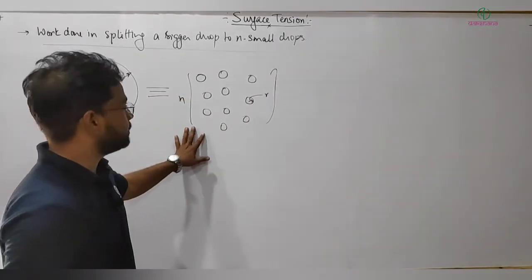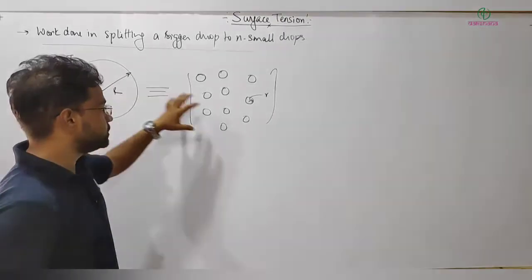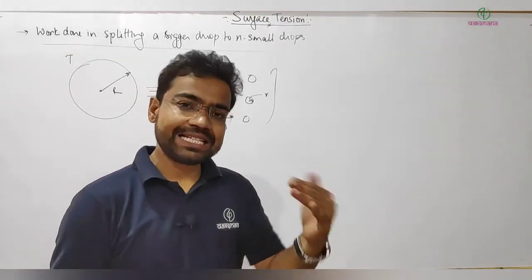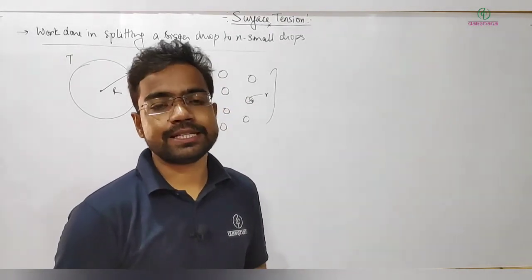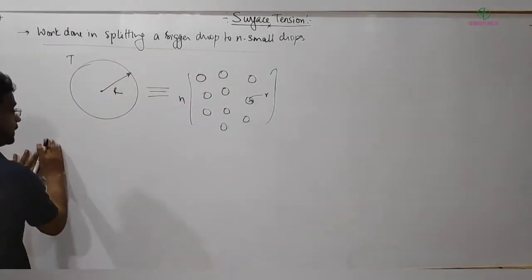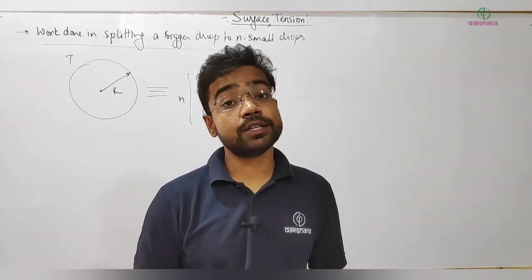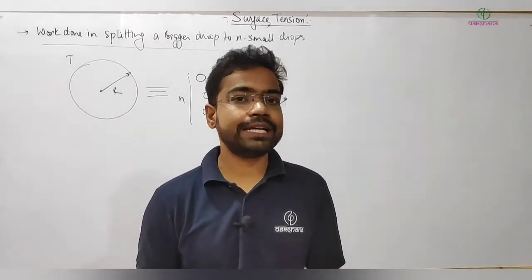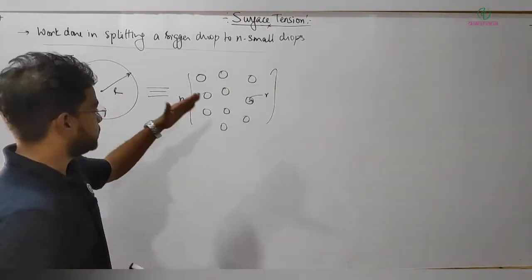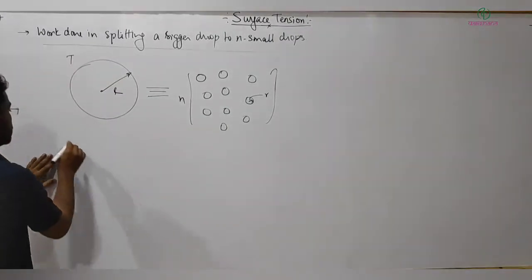So in this situation you can easily imagine what exactly is happening. This bigger drop is splitting, and we are increasing the free surface area. Simply that change in surface area multiplied by the tension will be the work done that we need to do additionally. So we can calculate here. First, because we don't know the radius small r, we need to get the relation for radius r. How will we get that? That is by conservation of volume, because when the drop is splitting, volume remains constant.